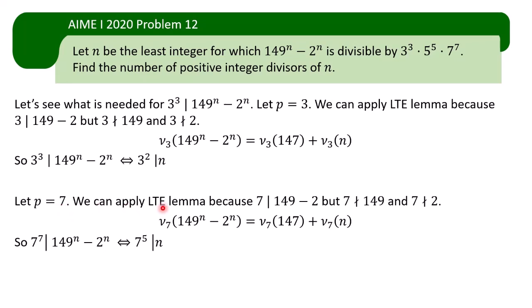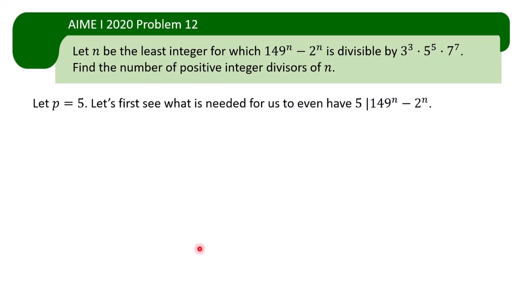Again, we can apply the LTE lemma because 7 divides x minus y, but 7 doesn't divide x and 7 doesn't divide y. So it's valid to apply the LTE lemma, which tells us that v of the big thing equals v of 147 plus v of n. This time v of 147 is 2 because 49 divides it. So same thing for the left side to be at least 7, v of n must be at least 5. So we conclude that for 7 to the power 7 to divide this thing is the same as 7 to the power of 5 dividing n. Okay, very good. How about the case p equals 5?